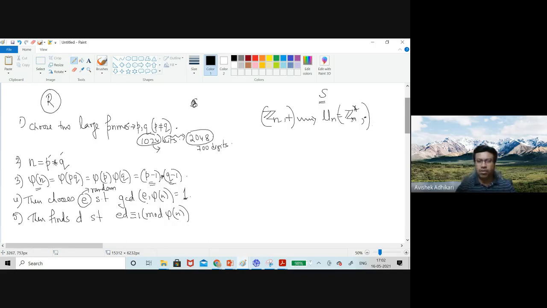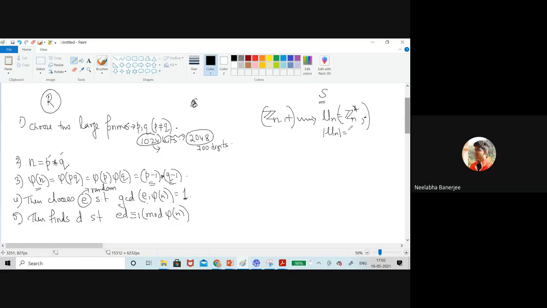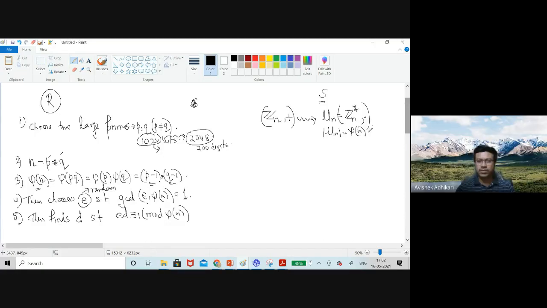So what was the order of this Zn star or Un? Remember, what is the order of Un? Phi of n. Very good. It was phi of n. So now I am considering Zn star, and they are the elements of this.